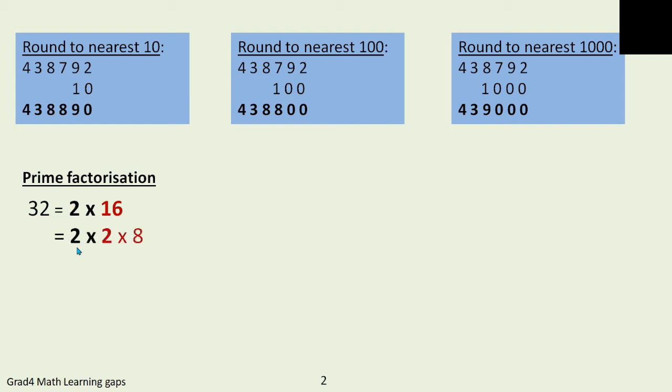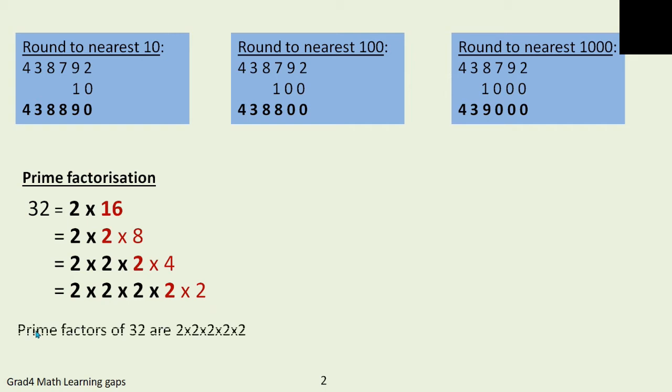So this 2 is as it is, 16 is 2 multiplied by 8. Then again 8 is to be broken down, that is 2 multiplied by 4, and 4 is to be broken down, that is 2 multiplied by 2. Now further bifurcation is not possible. So my prime factors of 32 are 2 multiplied by 2 multiplied by 2 multiplied by 2 multiplied by 2. So this is the final answer.